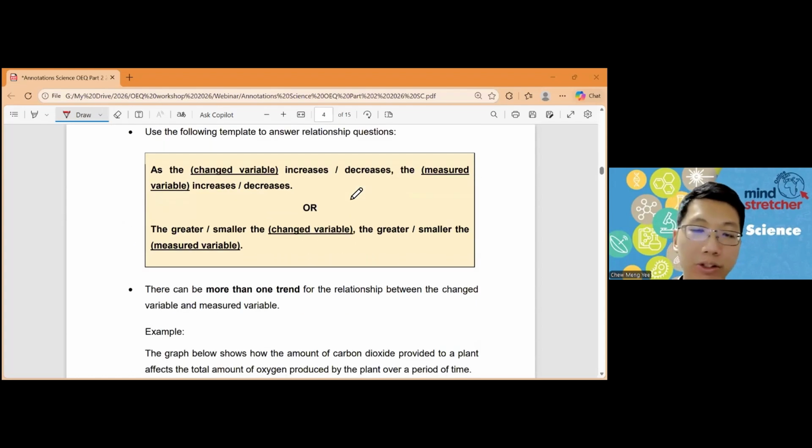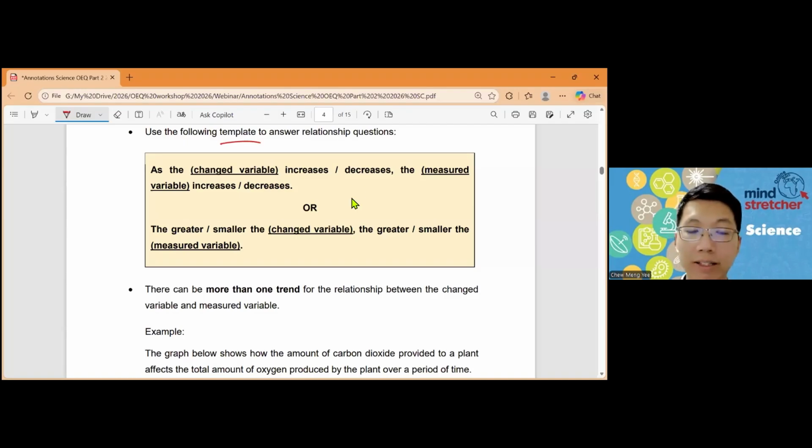So when you are dealing with relationship questions, this is how you phrase it. There are quite a number of different ways to phrase your answer, but we are just giving you two of them so that you can follow if you are not sure how to phrase it in your own words. So all these templates will be very helpful.